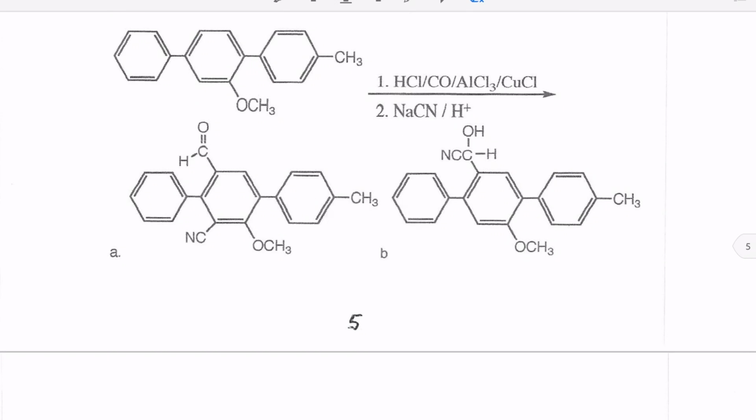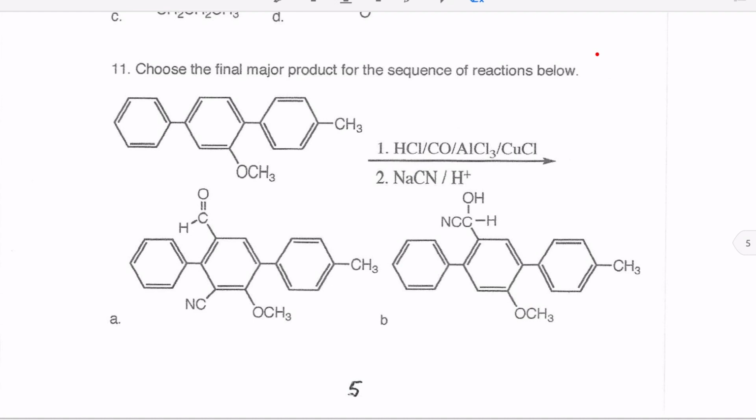So the first thing we need to do is we need to have a good understanding of the starting material itself. So when we look at the starting material, what we see is that there are three phenyl rings, and on two of the phenyl rings there are substituents attached to it. So these two substituents are the alkoxy group here and the methyl group here. So these two groups are known as ortho-para directors, or they're also known as electron donating groups.